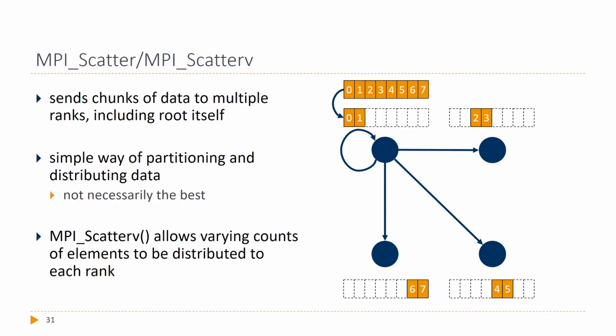It's a simple way of partitioning and distributing the data. It's not necessarily the best, depending on what you actually want to do, but it's very straightforward. And there is also a variant called scatter V, which allows you to specify how many elements to send to the individual ranks. So scatter just is a special case of scatter V that assumes you send the same amount of elements to everybody. If you want a more generic case, you use scatter V, where you can specify, for example, send 7 elements to rank 1 and 2 elements to rank 2, and so on.